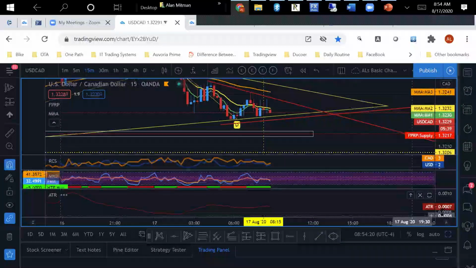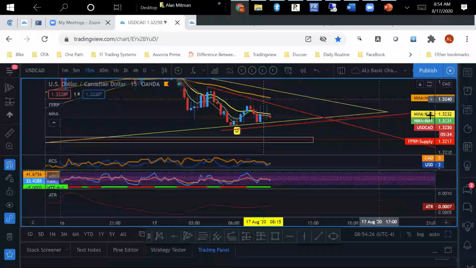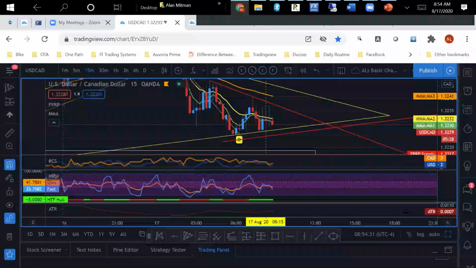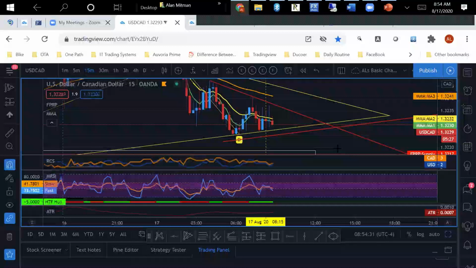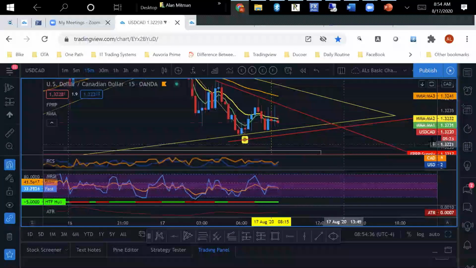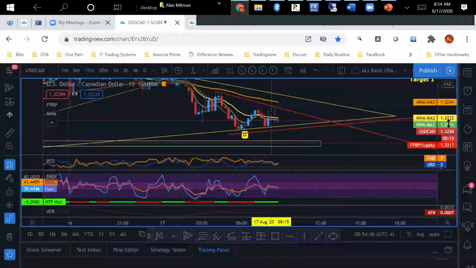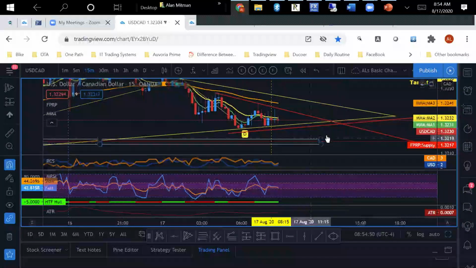Right now, the average true range is 7 pips. That's pretty slow on a 15-minute chart. That's on a 14 period ATR. It's saying that the average of all these last 14 candles, the average was only 7 pips per candle. And so that's just really not tradable.